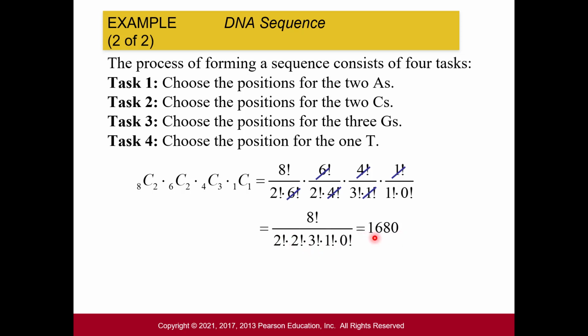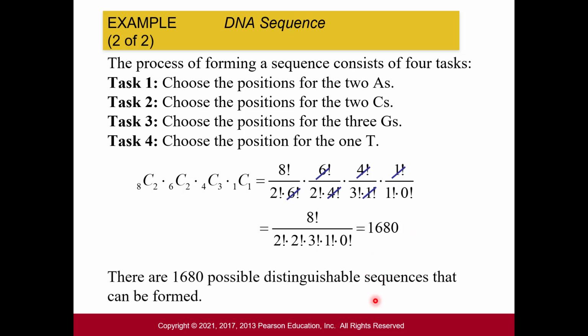And so this becomes 1,680. We could even expand this factorial on top and divide out a little bit more with the 2's, but this gets us our answer. So there are 1,680 possible distinguishable sequences that can be formed.